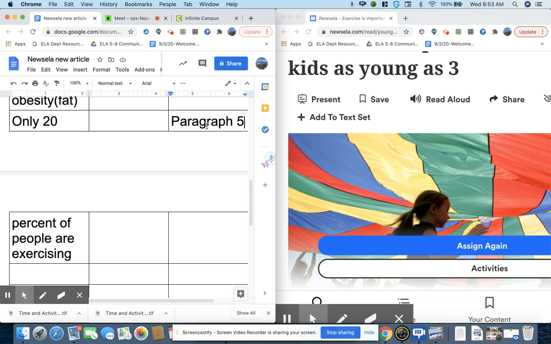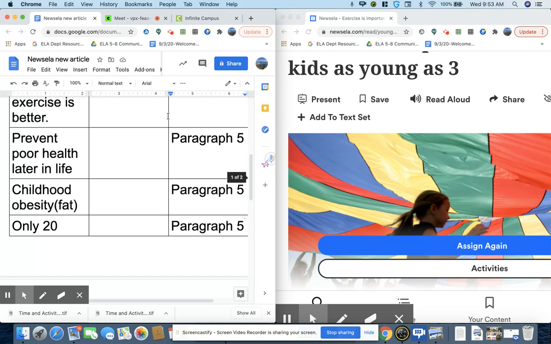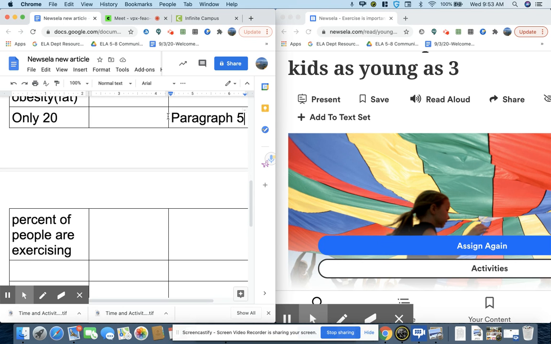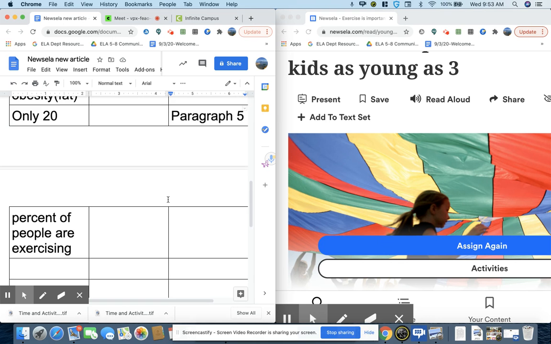So these are all reasons why kids should be playing competitive sports. Right? So you got a bunch of fat kids, you got only 20% of the people exercising, you got people in poor health later in life. So all of those are reasons. All right. Moving on.